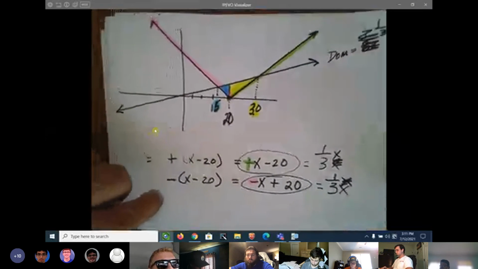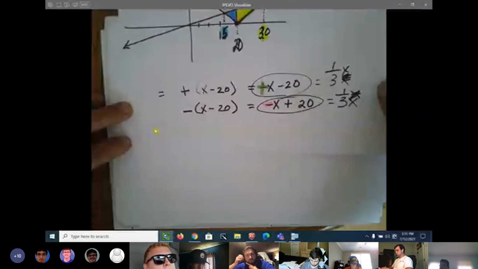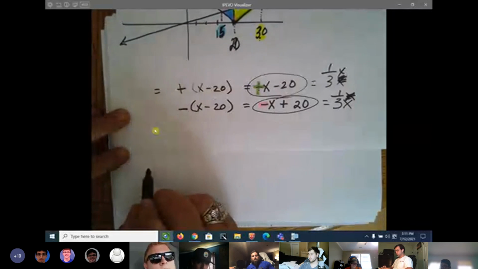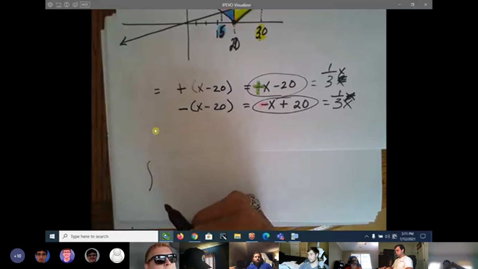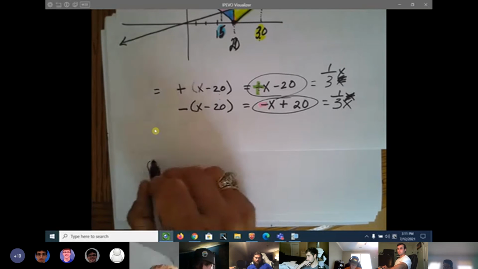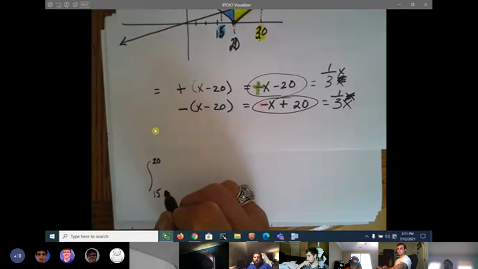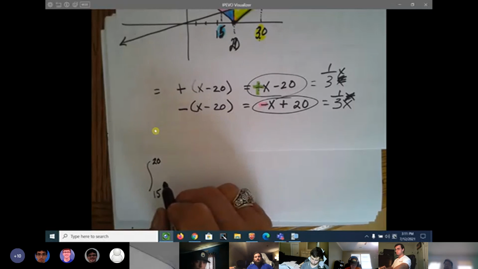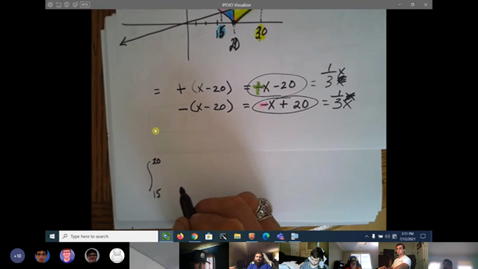The setup, since we read from left to right, I'm going to do the pink line first. Antiderivative from what to what? Somebody give me the numbers for the blue area. From what to what? 15 to 20. Good job. Mr. Parrish, you were saying you were going to fail this class. 15 to 20. Class ain't over yet.